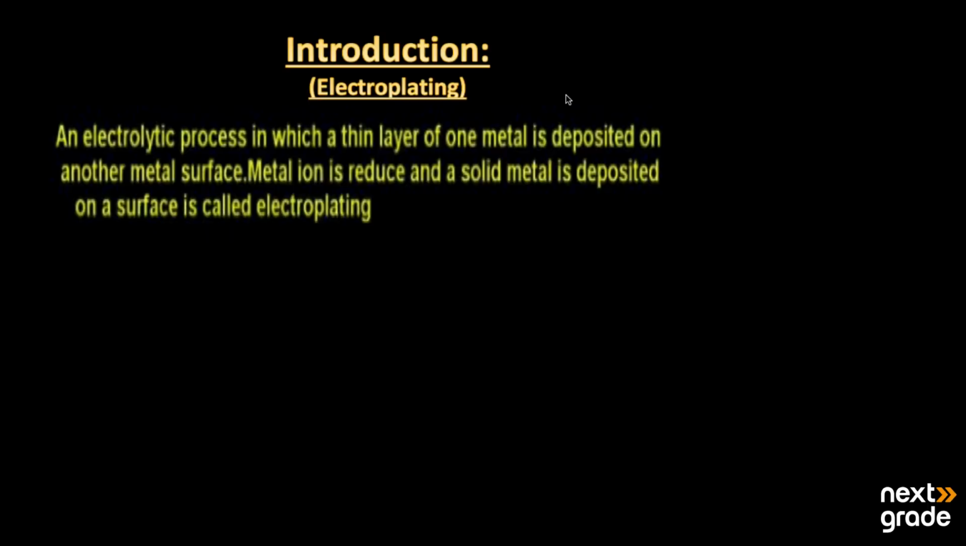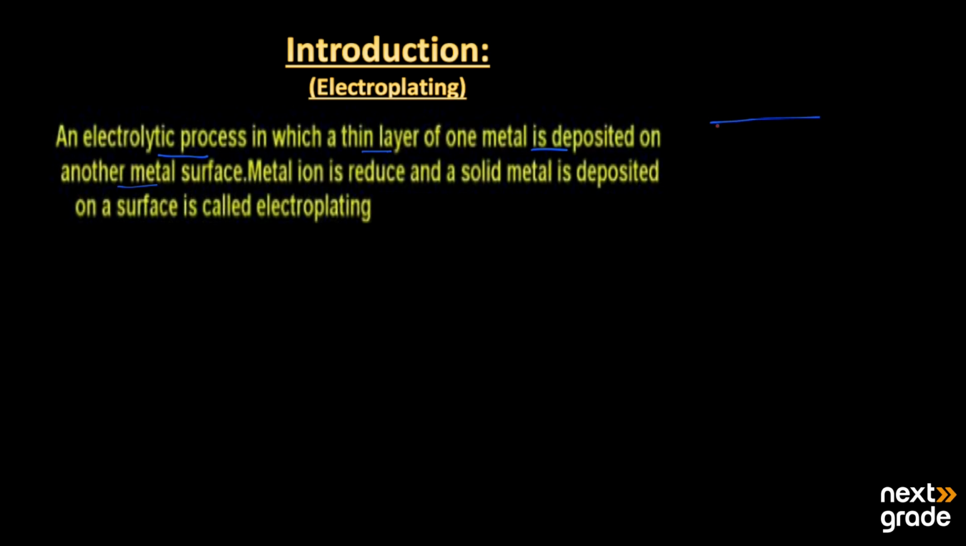So, the topic we are going to discuss here is the electroplating process. This topic is basically new to you. Simple electroplating is a type of process called an electrolytic process. In this process, a thin layer of one metal gets deposited on another metal surface. So, this is basically the process of depositing the metal.